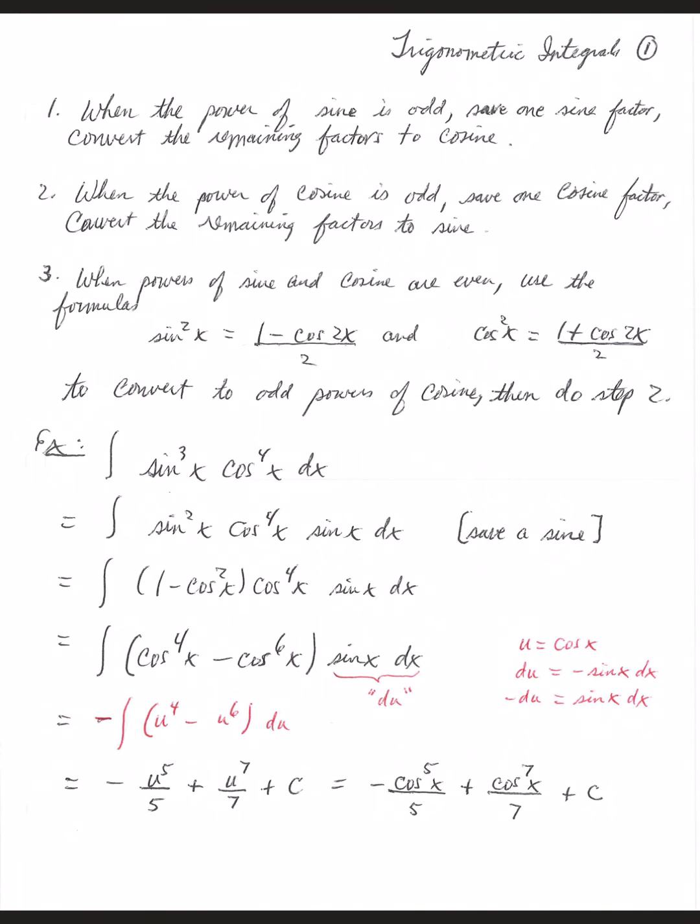The antiderivative will be negative u to the 5th over 5 plus u to the 7th over 7 plus our constant of integration. Since this is an indefinite integral, our u gets replaced with our original substitution, so we have negative cosine to the 5th x over 5 plus cosine to the 7th x over 7 plus c.